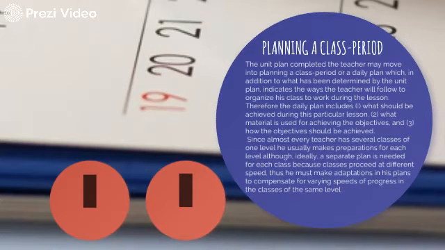Since almost every teacher has several classes of one level, he usually makes preparations for each level, although ideally a separate plan is needed for each class because classes proceed at different speed. Thus, he must make adaptations in his plans to compensate for varying speeds of progress in the classes of the same level.